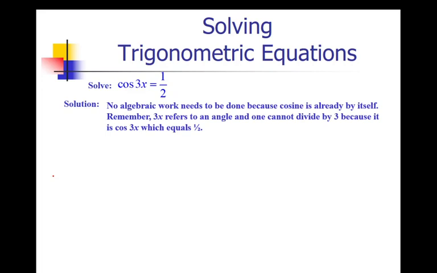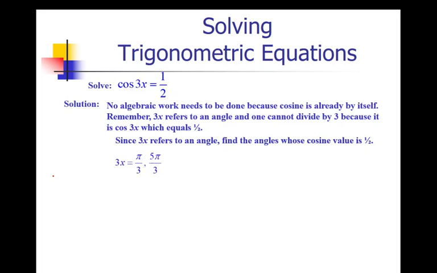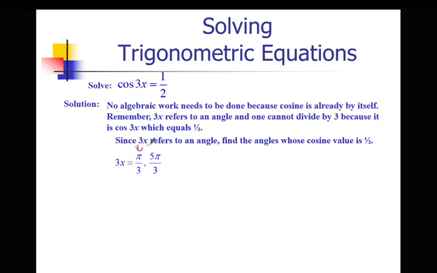But remember, 3x refers to an angle, and we cannot divide it by 3 because 3 cosine x has to equal 1/2. So we start off finding where is cosine equal to 1/2. So we go to our unit circle. And cosine is 1/2, positive 1/2 here at pi over 3 and 5 pi over 3. Okay? So that means that this right here is pi over 3 when it's done. Okay?